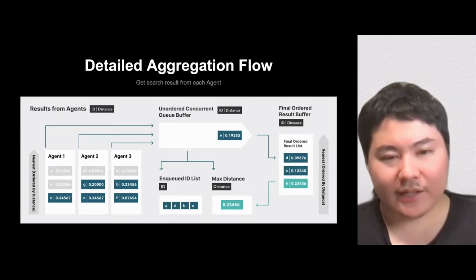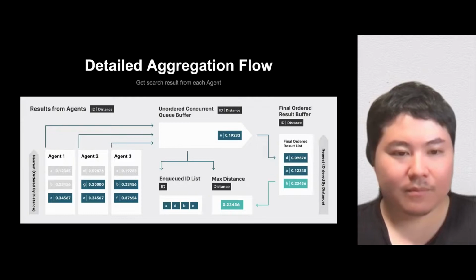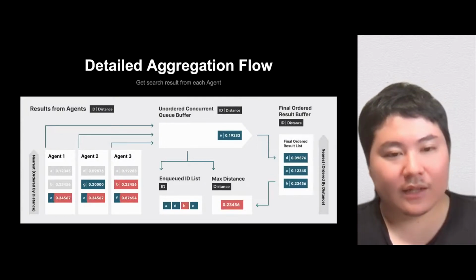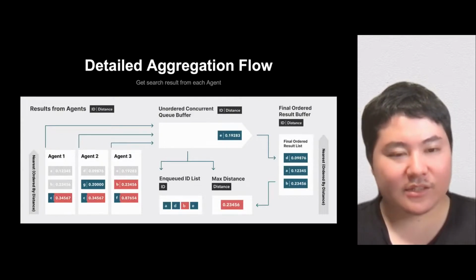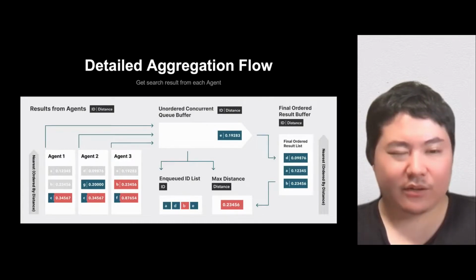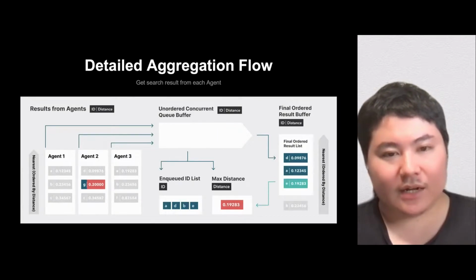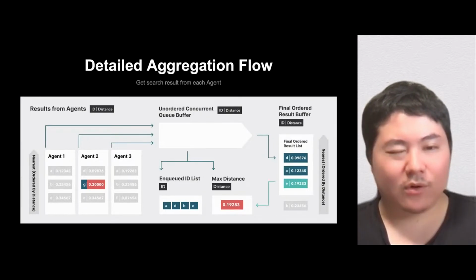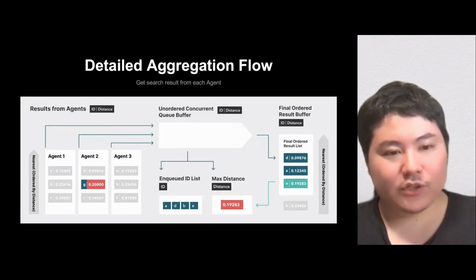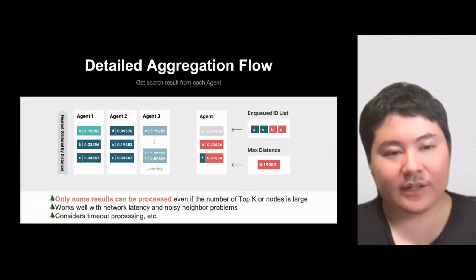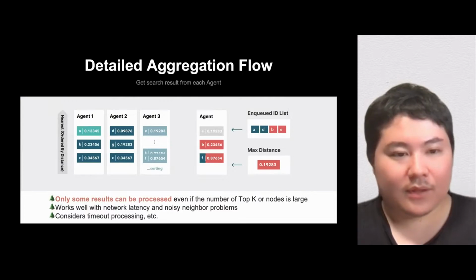In this case, the longest distance will be recorded. As a result, data with a longer distance than this can be driven out of the search, so that data will not be processed anymore. Next, the data from agent B arrives. Because the distance is shorter, the max distance will be updated, so the agent D data will not be processed anymore. By doing this, you can get the top K without processing all the data.